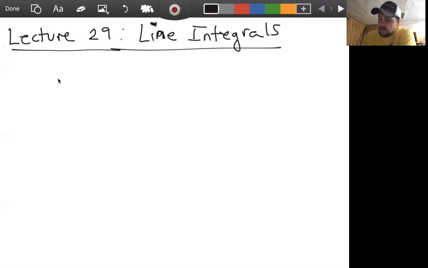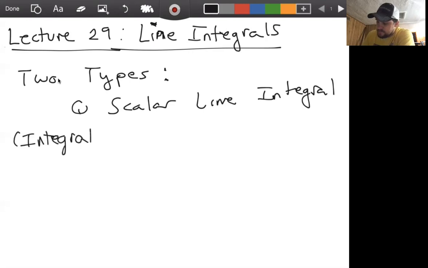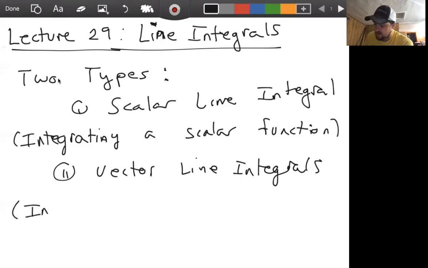So there are 2 types of line integrals that we will discuss. The first is a scalar line integral. And the reason it's called this is because we'll be integrating a scalar function. We also have vector line integrals. And this is where we'll have to recall our notions of vector fields from the previous lecture. And this is integrating vector fields.